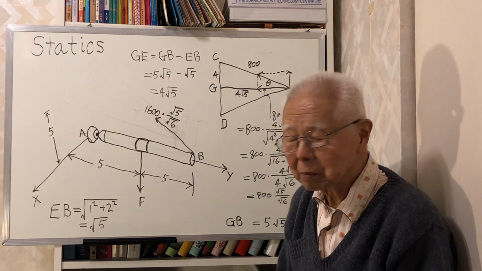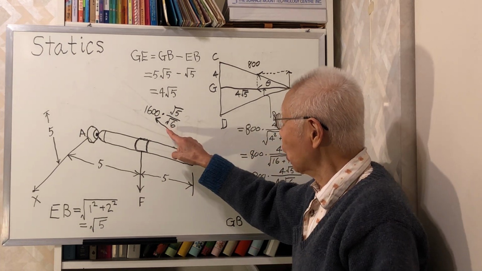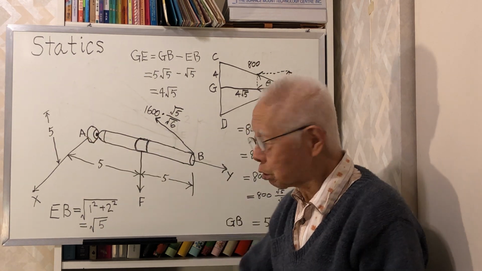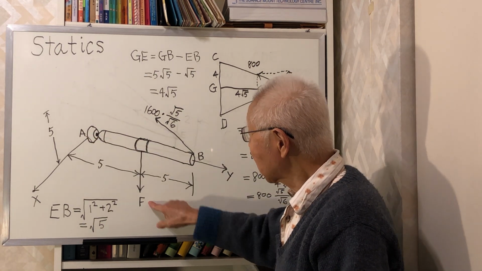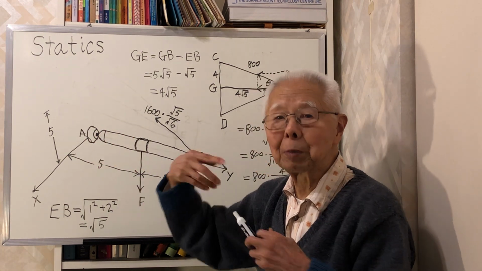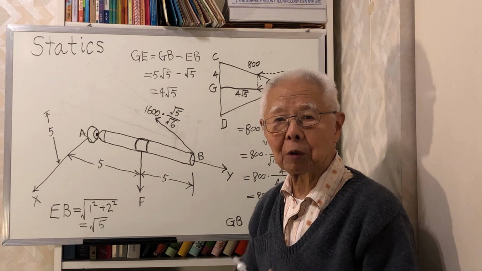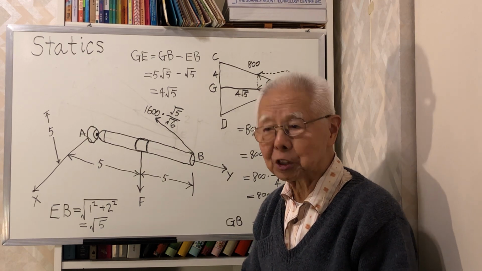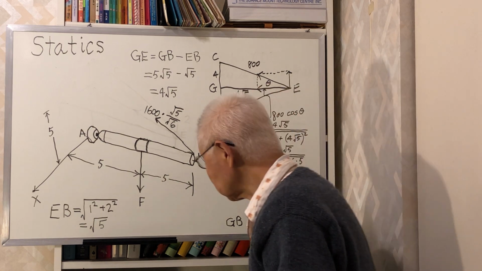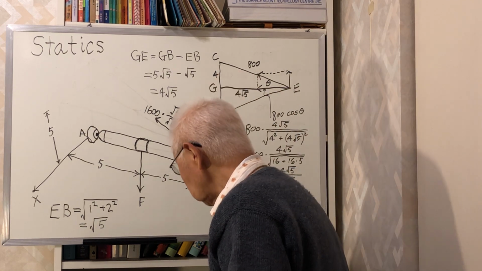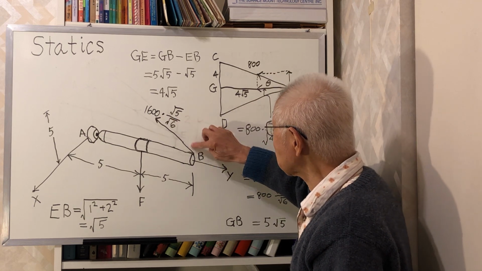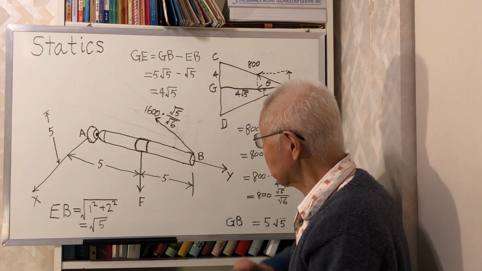Use moment. The moment of this force about A should equal the moment of this force about the same point, but these two moments are in opposite directions and cancel each other. So that's what we do now. You can resolve this force into this component and this component.